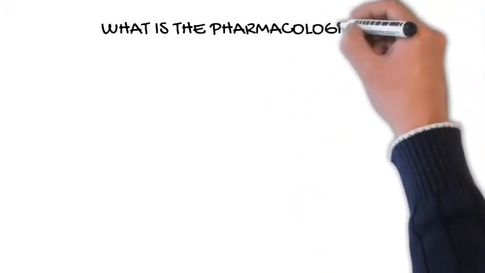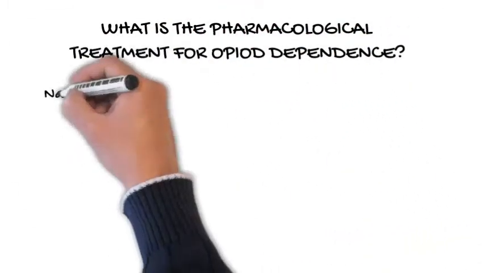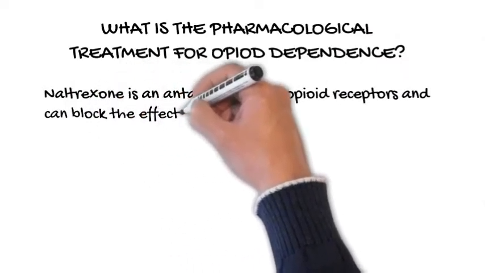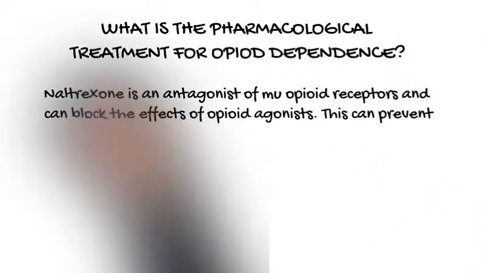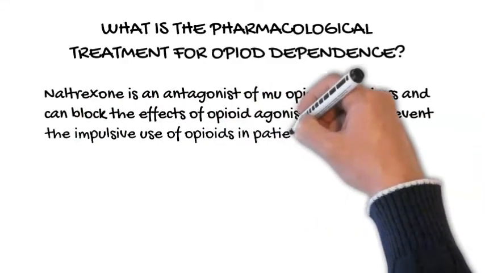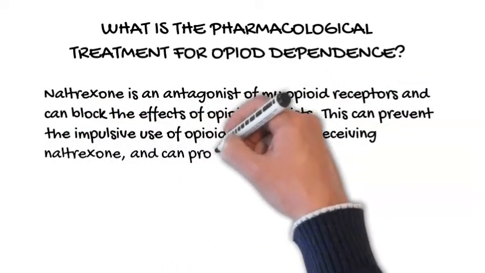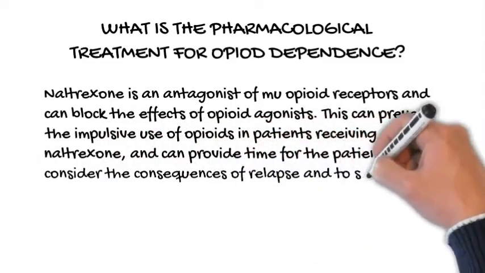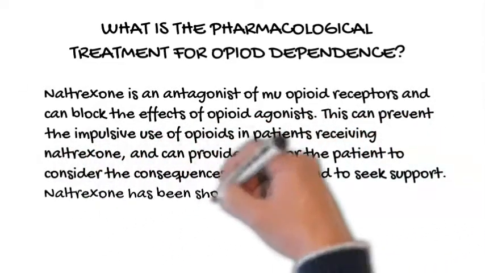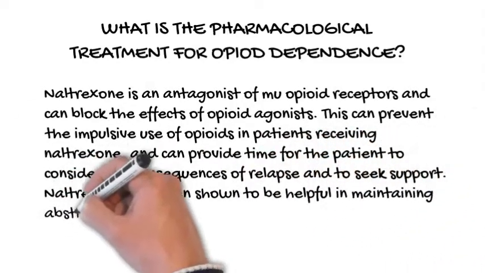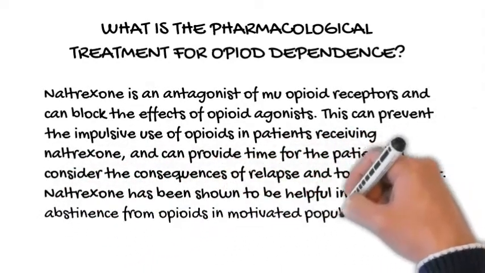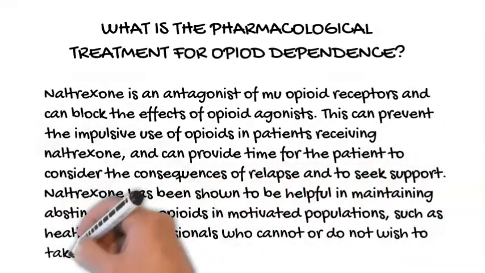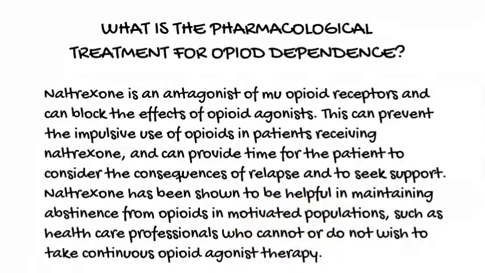What is the pharmacological treatment for opioid dependence? Naltrexone is an antagonist of mu-opioid receptors and can block the effects of opioid agonists. This can prevent the impulsive use of opioids in patients receiving naltrexone, and can provide time for the patient to consider the consequences of relapse and to seek support. Naltrexone has been shown to be helpful in maintaining abstinence from opioids in motivated populations, such as healthcare professionals who cannot or do not wish to take continuous opioid agonist therapy.